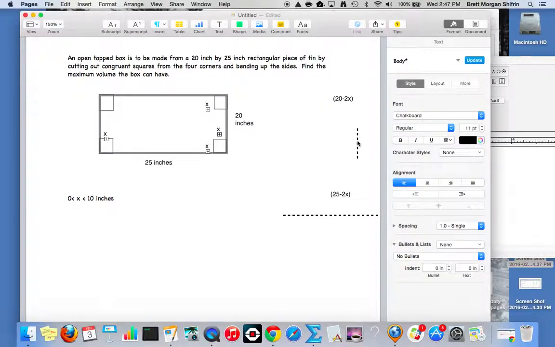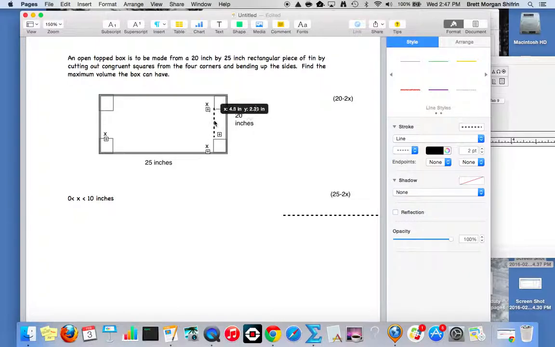So that means the shape of my piece of tin is going to change. These dotted lines represent where you'd fold the tin up. And you can imagine if I fold this side and this side, the reason we cut that out is these two sides, x, would meet.